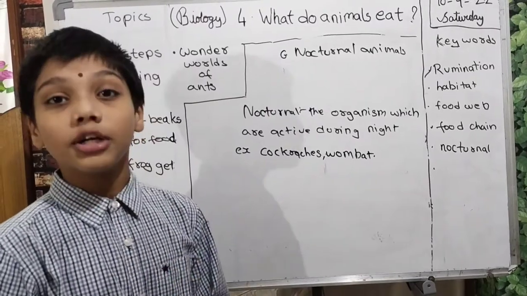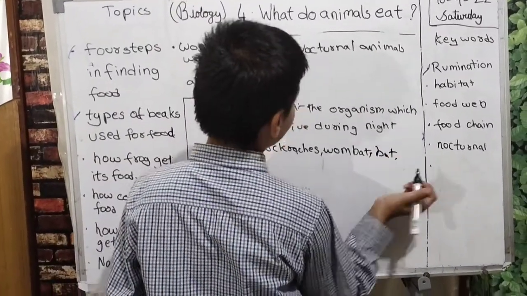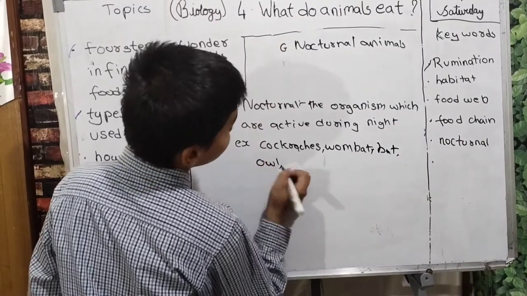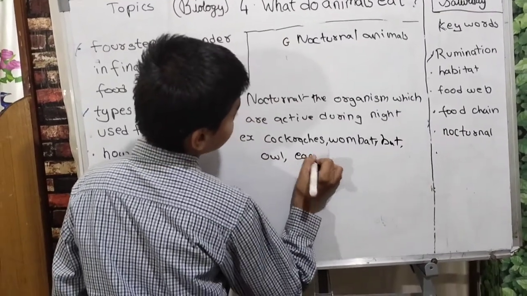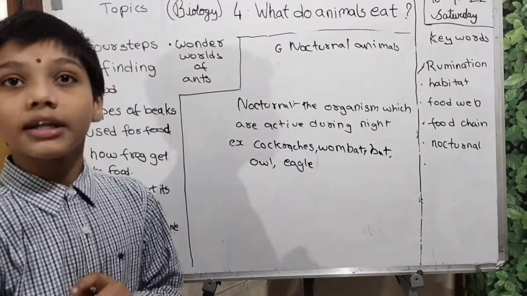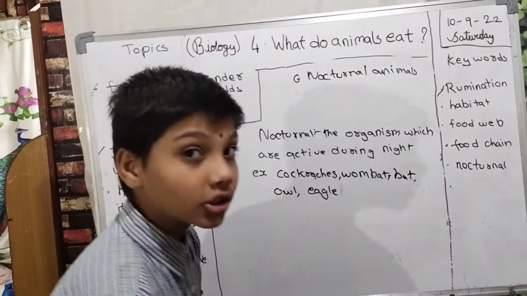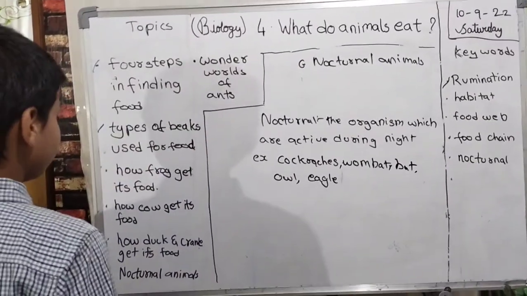will take the food. Like a bat also, bat, owl, eagle are some examples of nocturnal animals. So this is our sixth topic completed.